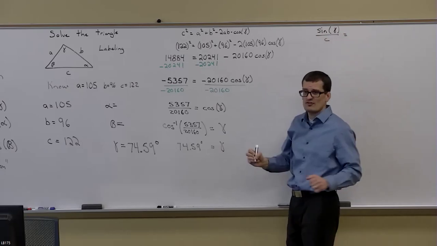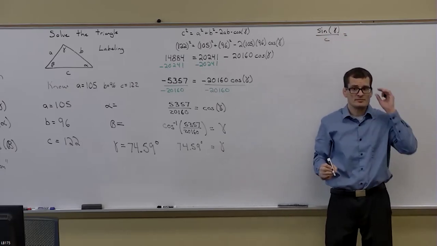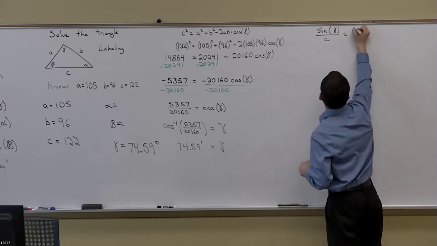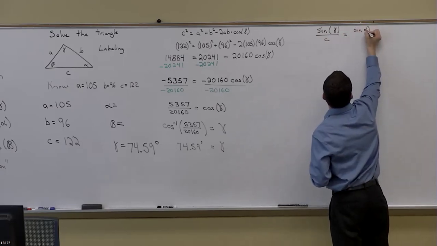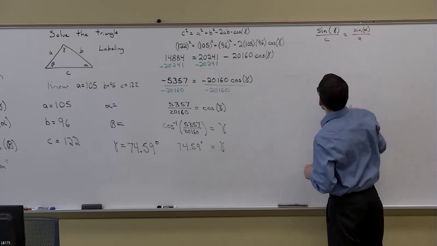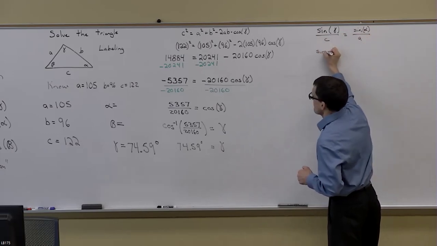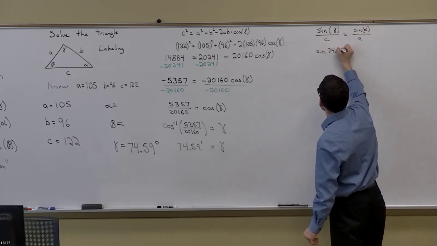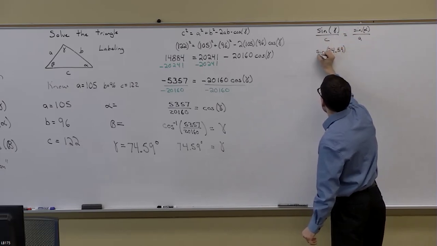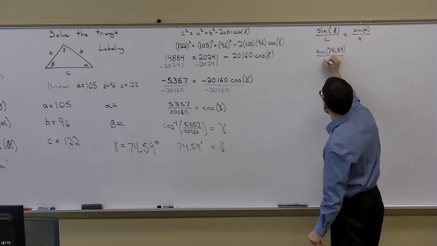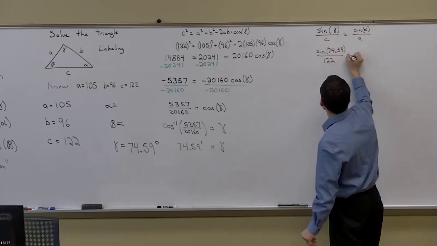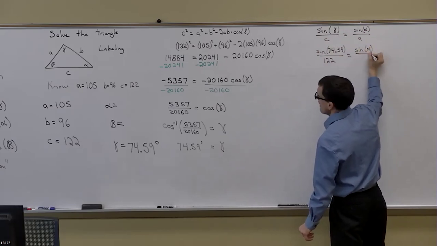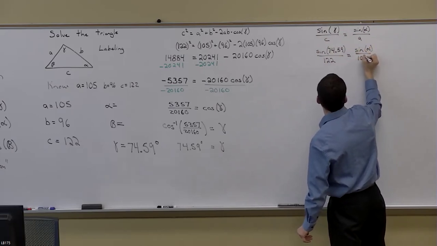Do you want to find alpha or beta first? Doesn't matter to me which one you want to find first. Alpha. All right, so we'll go sine alpha over A. So given the, well, now I know the gamma is 74.59 degrees. I'm given that the C was 122. I want to find the alpha. And I was given that the A was 105.